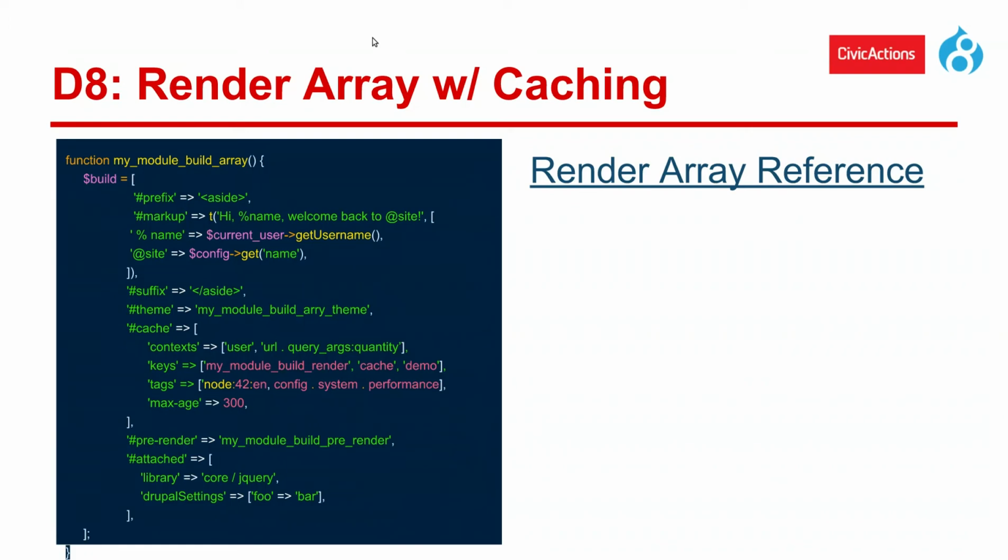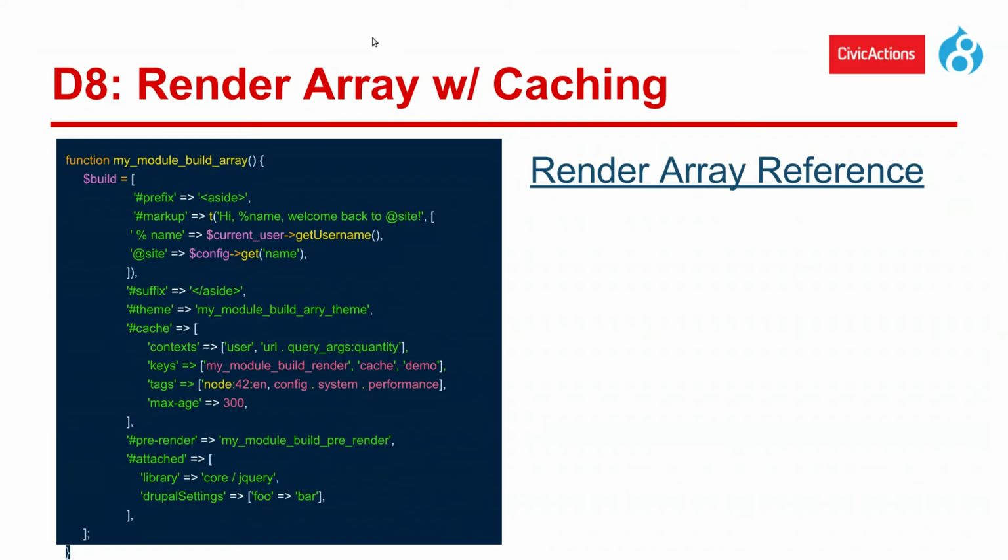If the user changes, if there's a change in some query string arguments, the exact one being quantity, if the URL changes, if, let's see, keys, right? I just made up stuff, I'm sorry. But if something called demo changes, change me. If there's a change in my module build render function, change me. If node 42 in English changes, if in the config system someone makes changes to the performance setting, or in 5 minutes. Now, you wouldn't necessarily have all of these, but this is pretty much all the different ways you can cause your render array to be invalidated and built fresh based on any of those tags.